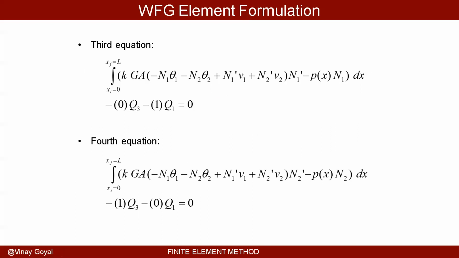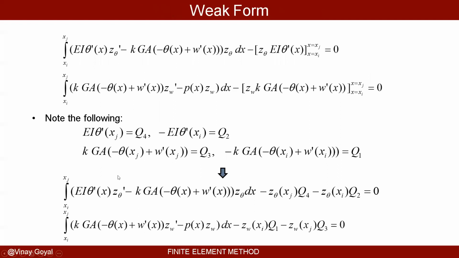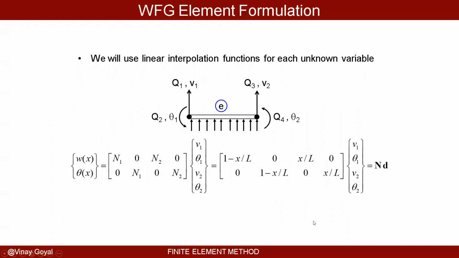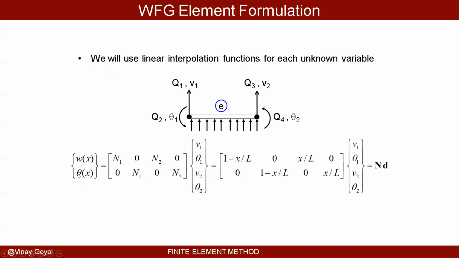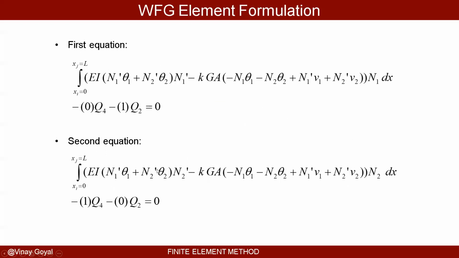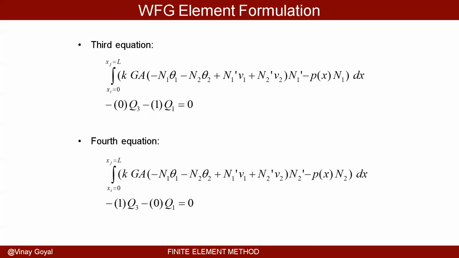Equation 3, now I'll shift over to the second weak form. I have that equation here at the bottom. So that's my third equation, and I'll select the weight function to be N1. And then for the fourth equation, I'll select it to be N2. And I plugged in the approximation for W and theta into the weak form that I showed you.